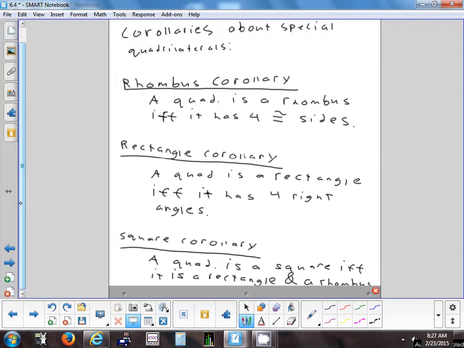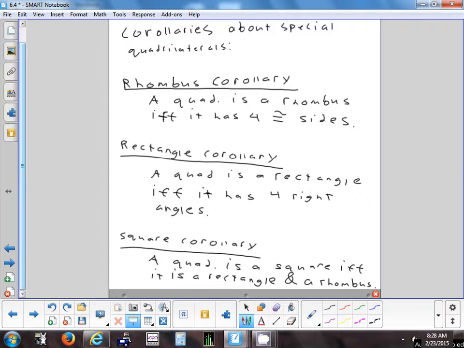And the last one is the square corollary. A quadrilateral is a square if and only if it is both a rectangle and a rhombus, meaning it has to have the 4 right angles and the 4 congruent sides.